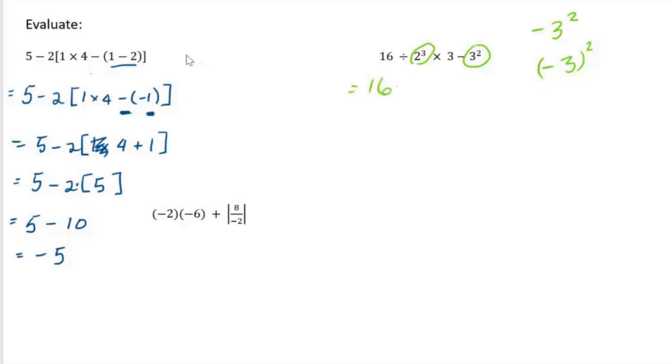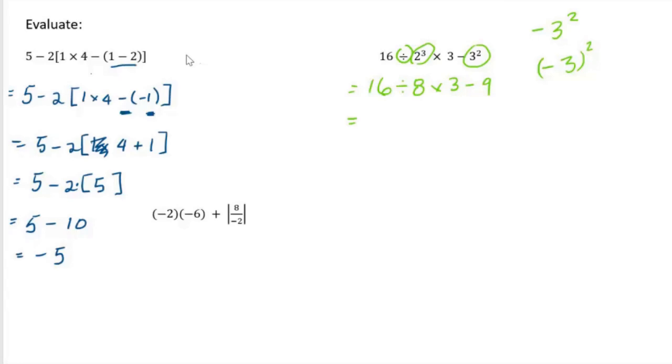All right, so if I evaluate the exponents, I get 16 divided by 2 to the power of 3, which is 8, times 3 minus 3 to the power of 2, which is 9. It's not a common usage, let's say, to write the division symbol as the division symbol. It does lead us sometimes to make errors. So here we just have to read it from left to right to ensure that we're evaluating this expression exactly as it's intended.